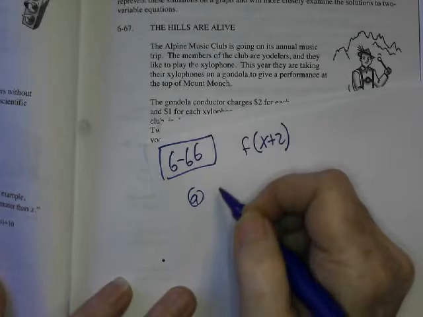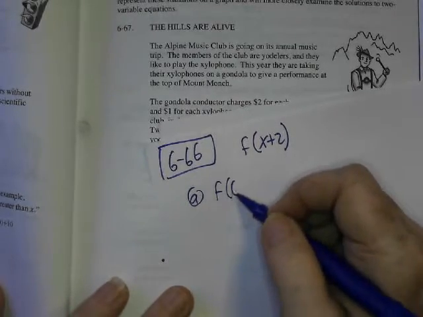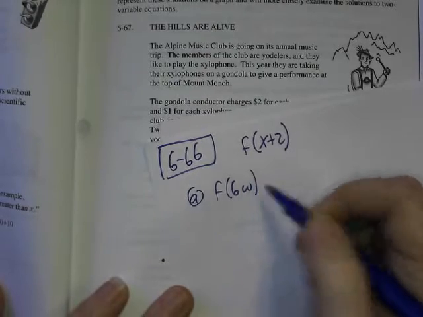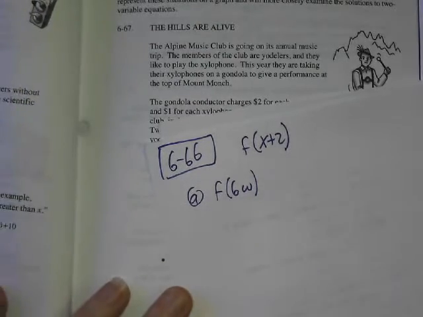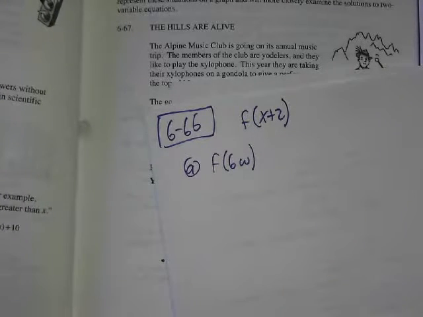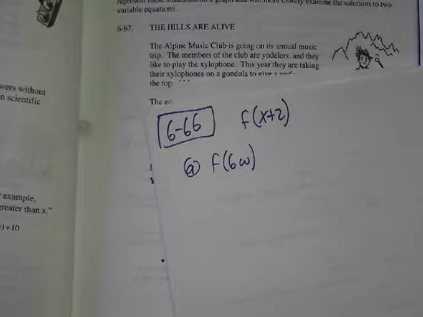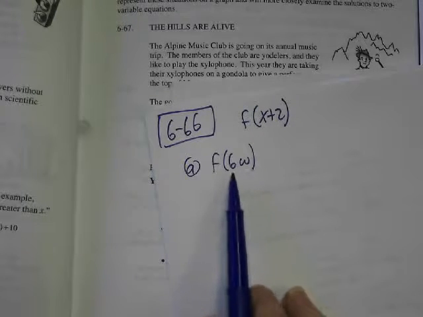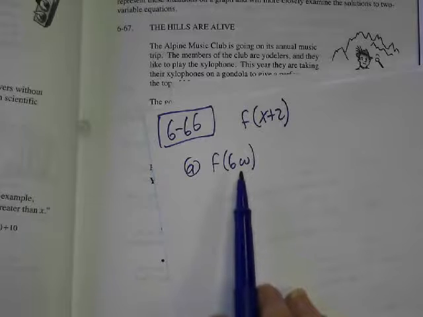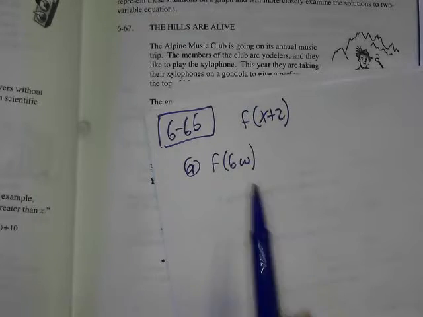So we got A. Oh, I think they just want us to say what's happening. They gave this as an example. They say this is just saying calculate the output for input that's 2 greater than x. So this would say calculate the output for an input that is 6 times w. What?